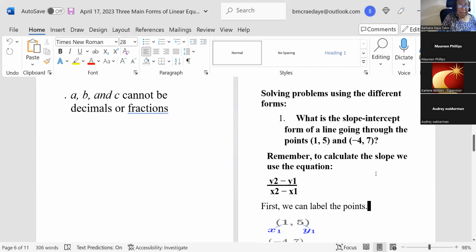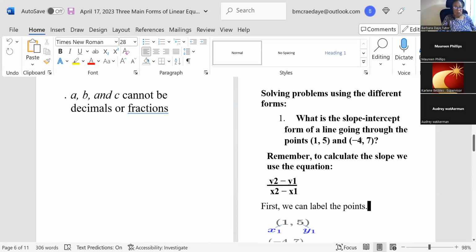Now, when you calculate the slope, remember it's always the difference in the y values divided by the difference in the x values. So don't get them confused, because the x is the first number in the set, followed by the y. You could think of it this way: x1 is 1, y1 is 5. x2 is -4, y2 is 7.